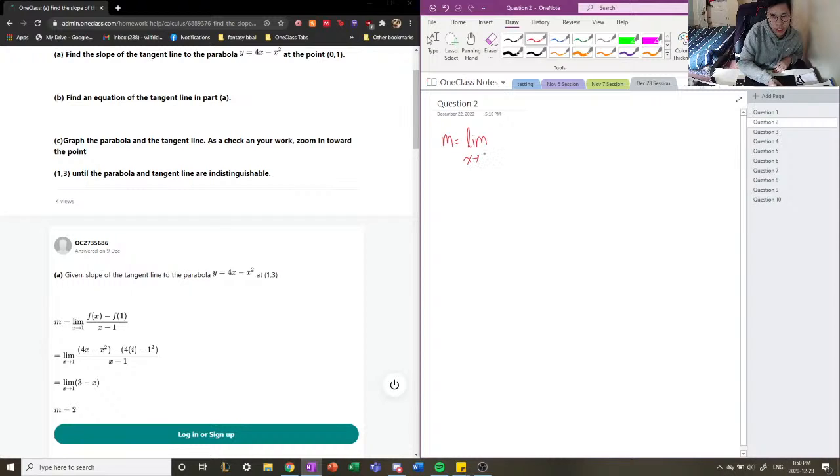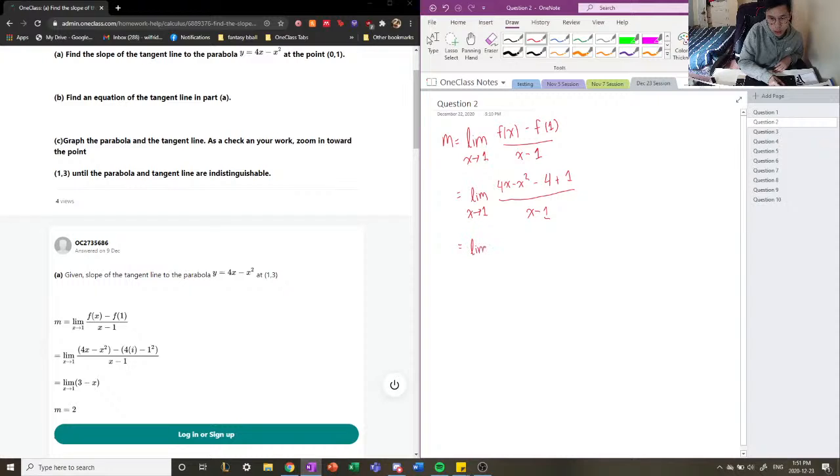So we're going to calculate the limit as x approaches 1 of f of x minus f of 1, divided by x minus 1. This is the other limit definition, and we're going to use it to calculate our slope. So the limit as x approaches 1 of 4x minus x squared minus (4 minus 1 squared), all over x minus 1.